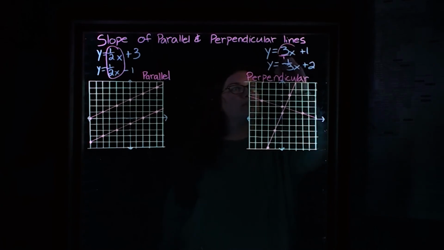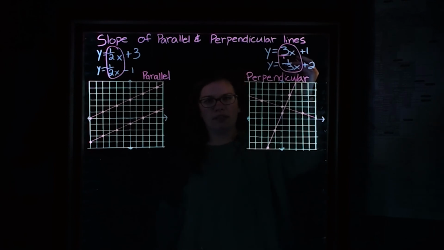So looking at my two slopes, I see one is 3 and positive, and one is 1/3 and negative. Ooh, so they're opposites, positive and negative, and they're the reciprocal of each other, so they flip.